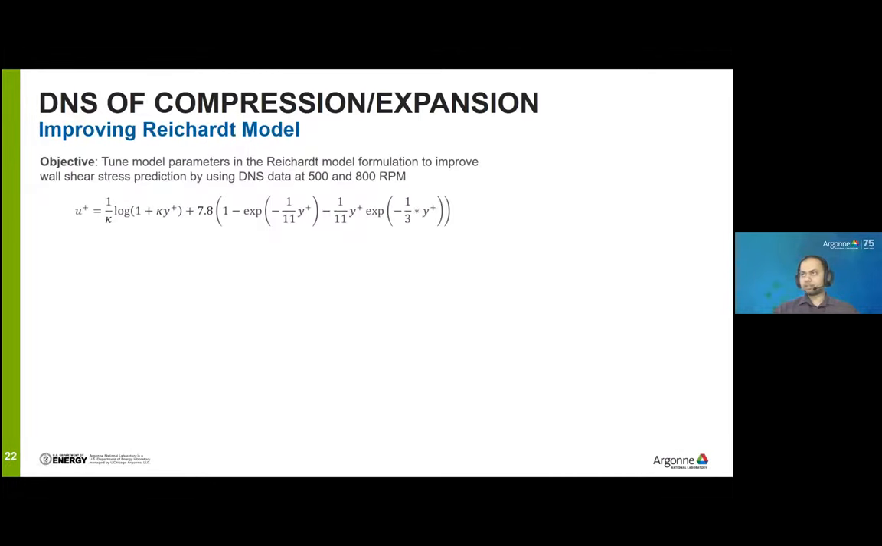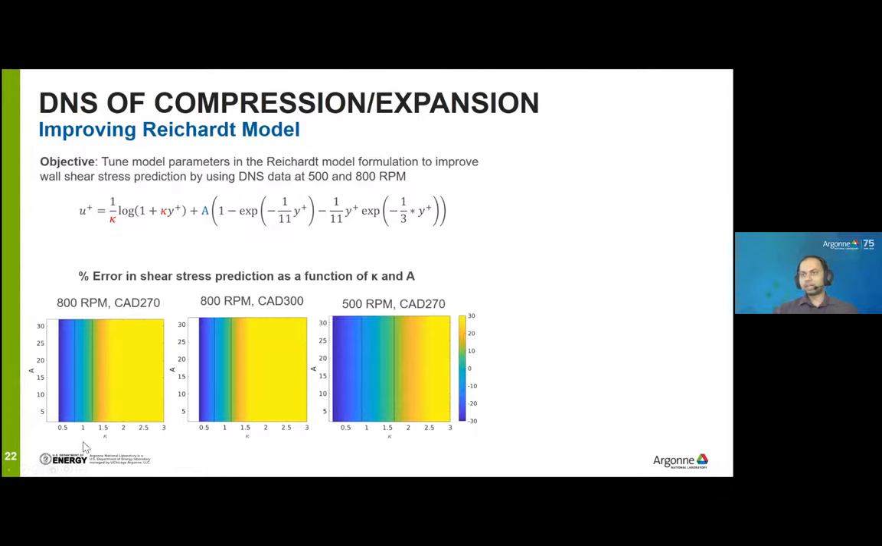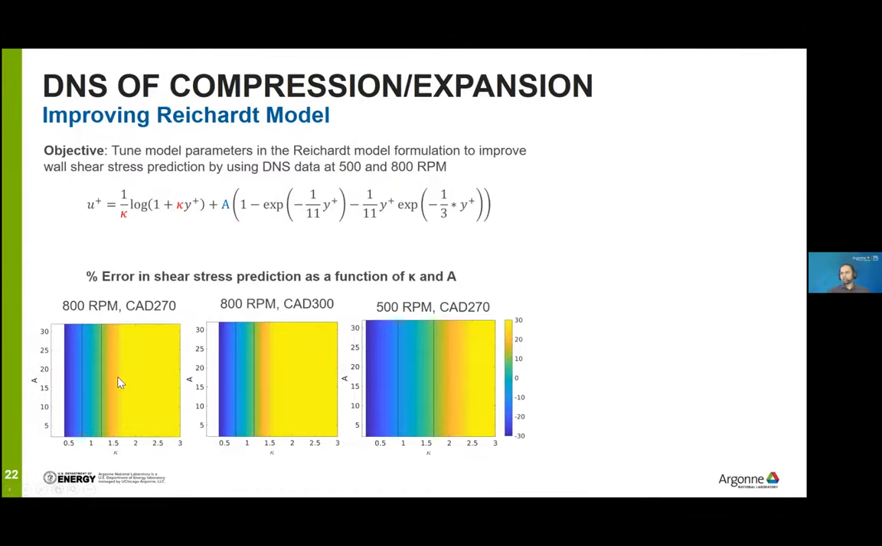We used a simple approach to try to improve the wall model performance. So again, this was an initial approach. We are doing a more thorough validation and analysis right now, but some initial results are shown here. We basically picked this Reichert model. So this is the current formulation. We parameterized that using two parameters, kappa and A, and varied kappa and A across a whole range of conditions. And we're looking at the error in shear stress across these two different RPMs and two different crank angles.